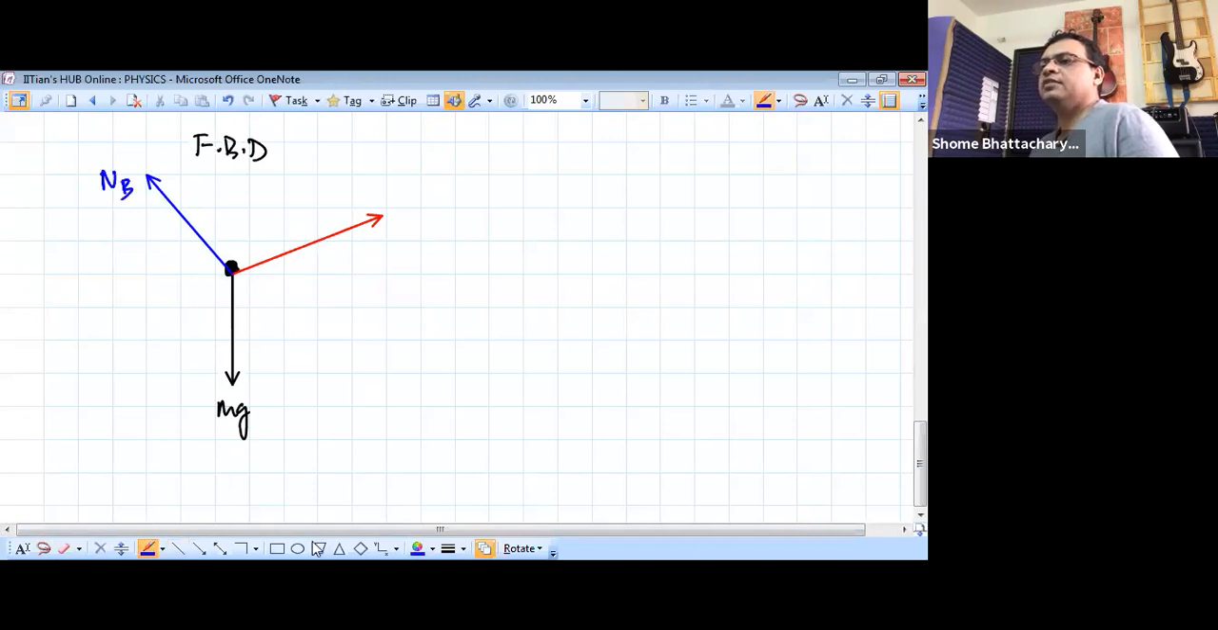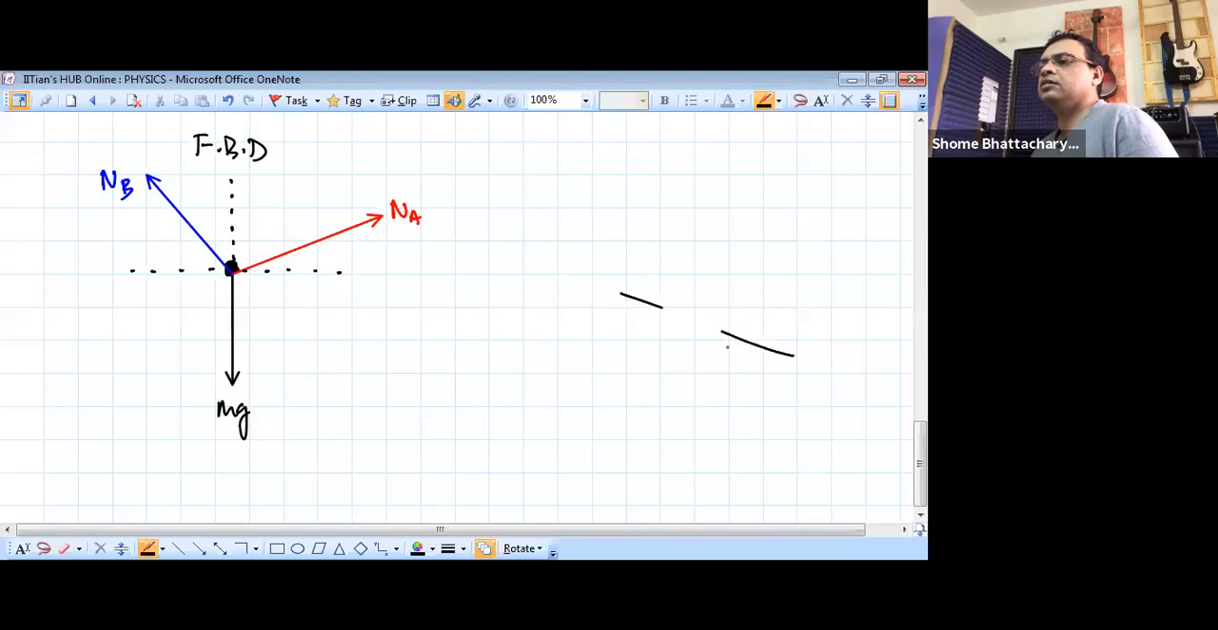So this normal reaction is NB, this normal reaction is NA, and this mg is vertical. Now we have to also identify all the angles. So remember that normal reaction makes the same angle with the vertical. This is a simple rule of thumb you should remember.